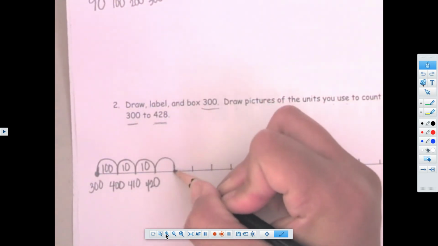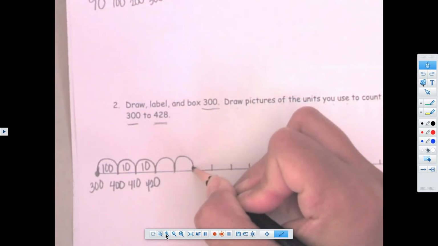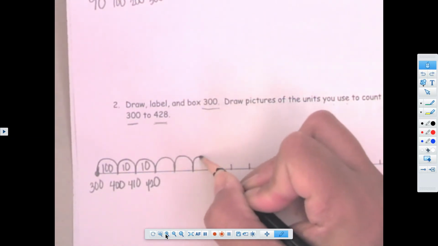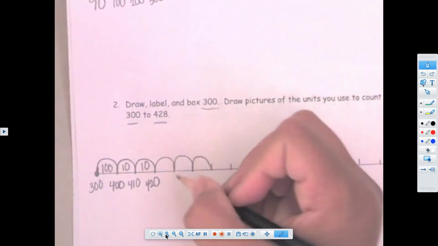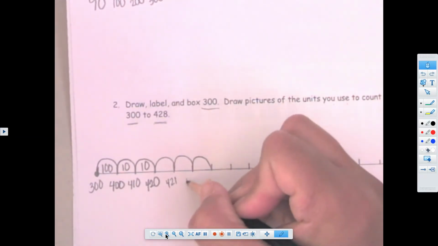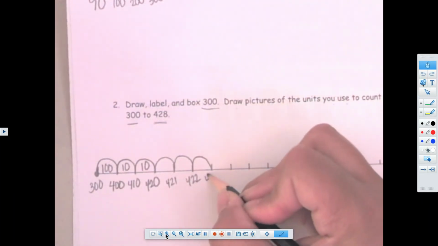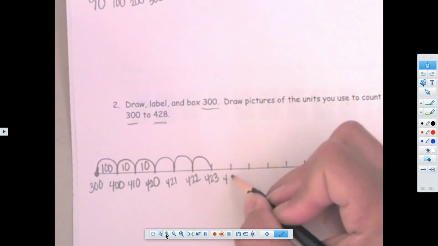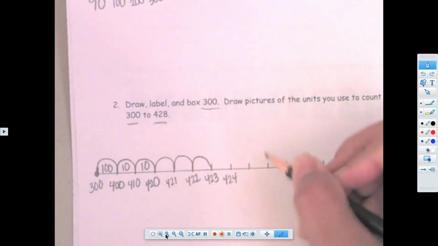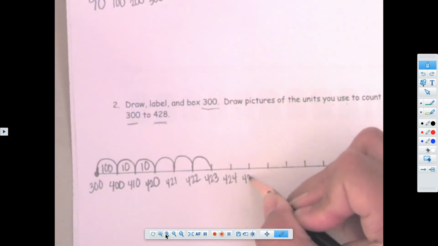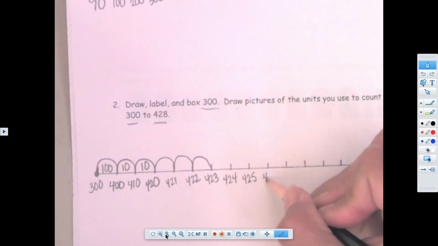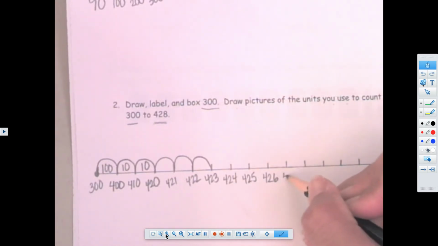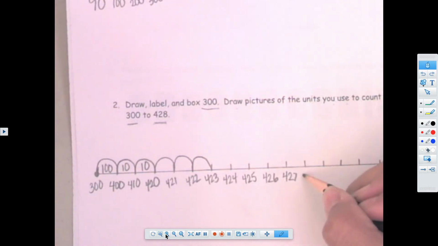421. Say it with me. 422. 423. Okay, so let me write down 421, 422, 423. What's the next number, guys? 424. Yes, 424, 425, 426, 427, 428. Yes.